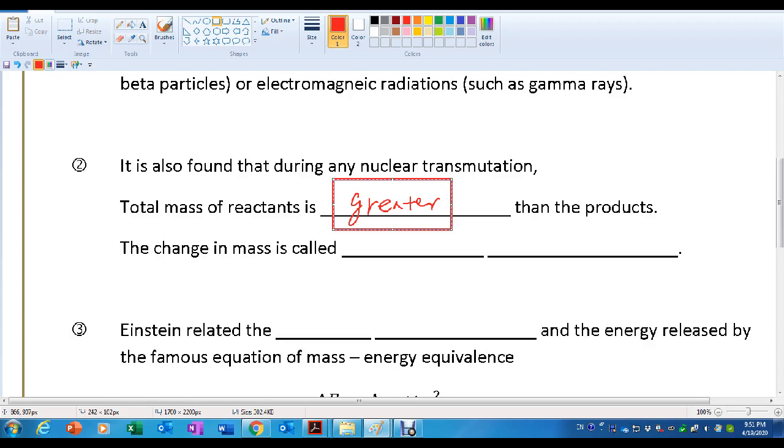Or you might say the total mass of the products must be smaller than the mass of the reactant. So for any nuclear transmutation to happen, there must be a decrease in the mass of parents when they become daughters. The change in mass has a special name. It's called mass defect. That means a decrease in the mass, actually.